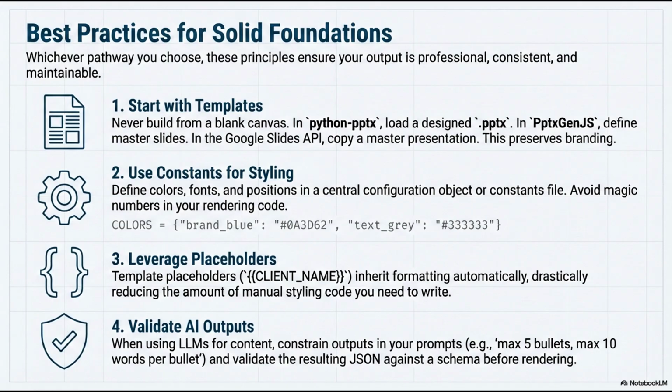Finally, and critically important when integrating large language models, validate your AI outputs. Don't just trust raw LLM text. Structure your prompts to constrain length and format. Think max 5 bullets, max 10 words per bullet. Then, crucially, validate the resulting JSON against a defined schema before rendering. This safeguards against unexpected outputs, ensures data integrity, and keeps your automated system robust and predictable.